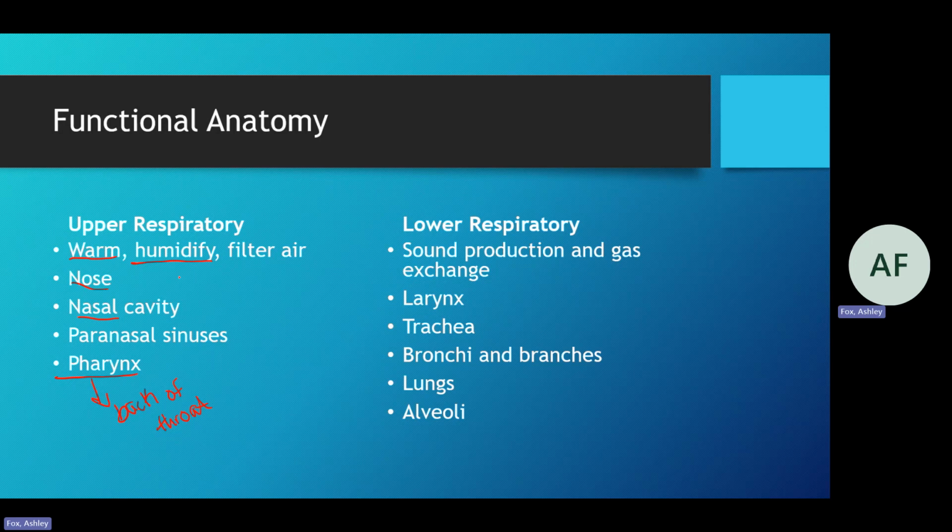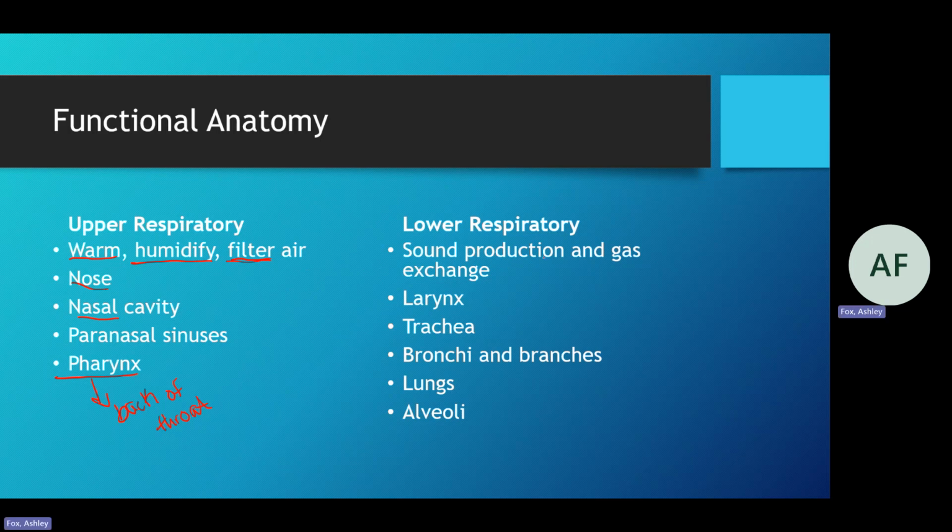And then nasal hairs and conchae and things like that, mucus, all of those are going to help filter it because air is not clean. What you're breathing in has dust and dirt and hair and all sorts of other things. So we want to filter it out as much as possible before it goes deeper into our lower respiratory tract.